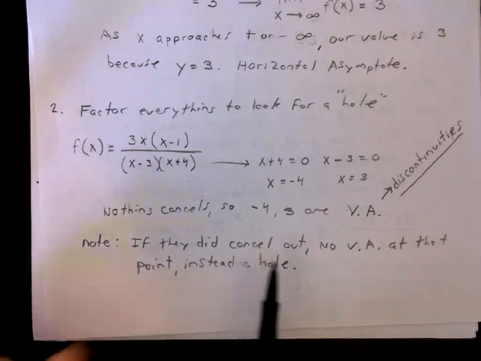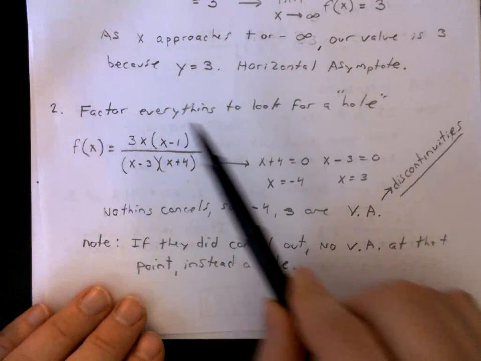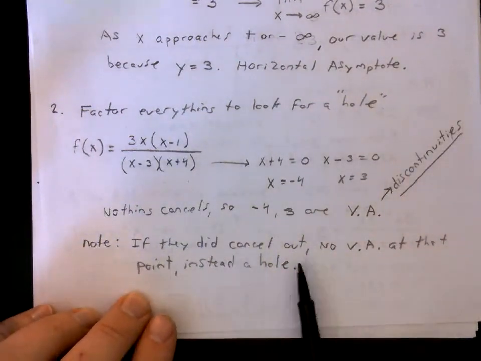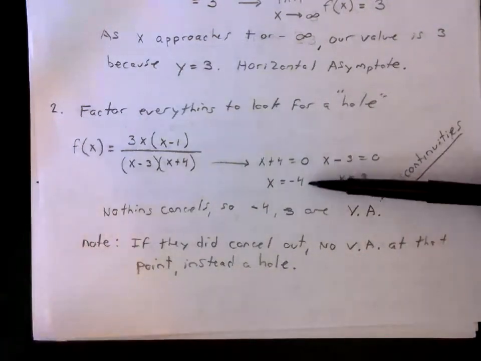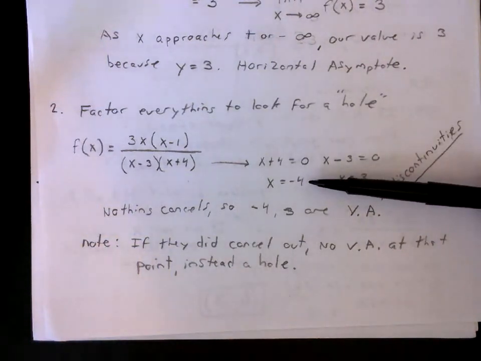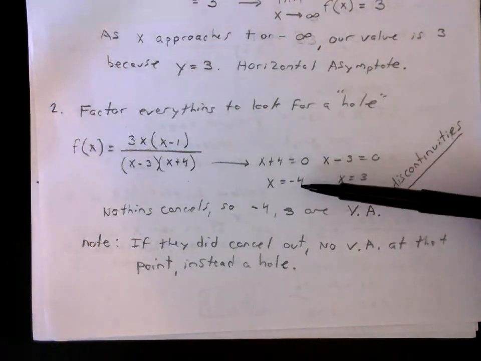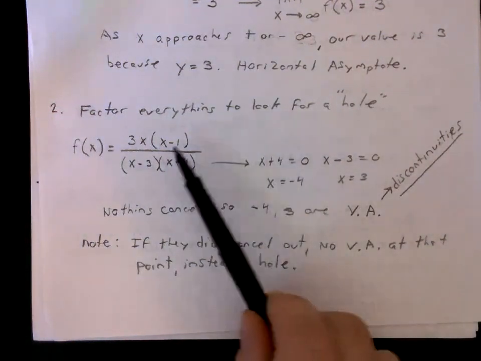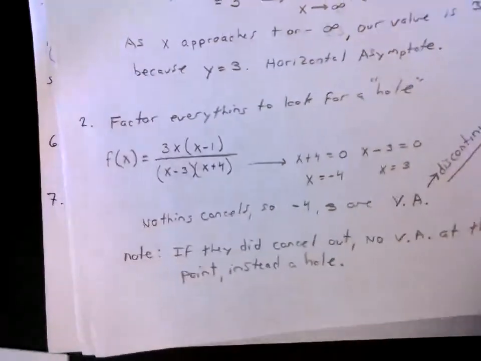So if they do not cancel out, there's a vertical asymptote. For example, if you had a hole, let's say that these crossed out. That means if they cross out, there will be no vertical asymptote at that point. Instead, it'd be a hole. So maybe that -4 would cross out. Well, if that was a hole, there actually would not be a vertical asymptote there. It would be a hole instead. And what you would do to get that hole is put this value back into your function, and that would give you a y. We'll practice some of those.